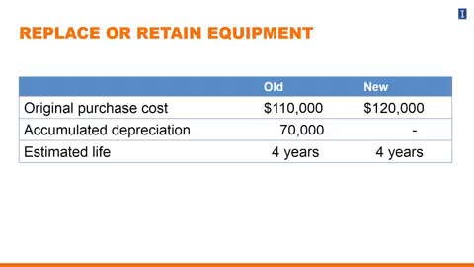So the information that we have in this example is that the original purchase cost of the old machine was $110,000. The accumulated depreciation is $70,000 of that original amount. The estimated useful life from here on out is 4 remaining years. The new machine's cost will be $120,000. Since we haven't purchased or put it into use yet, it has no accumulated depreciation. And its estimated life is 4 years as well.